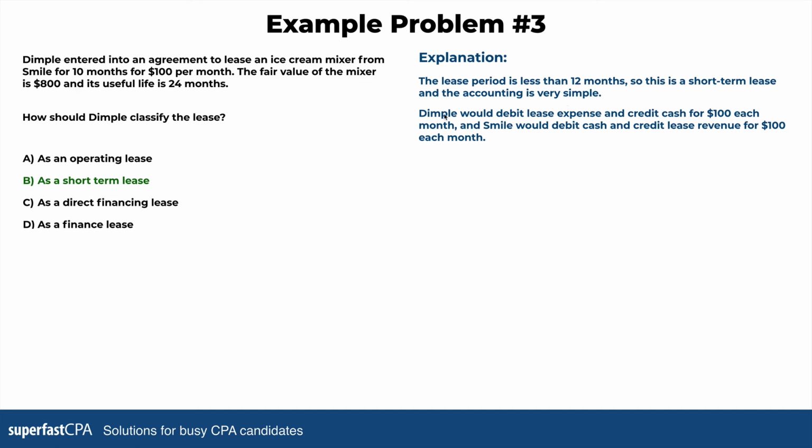The accounting is very simple. Dimple would debit lease expense and credit cash or accounts payable each month for the $100 payment. And then on Smile's side, they would just be debiting cash and crediting lease revenue for $100 each month.